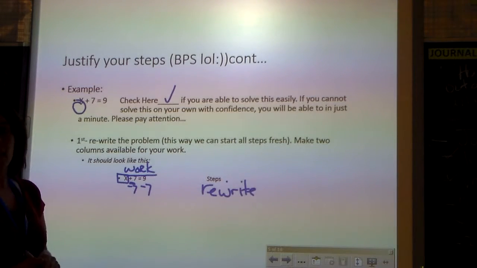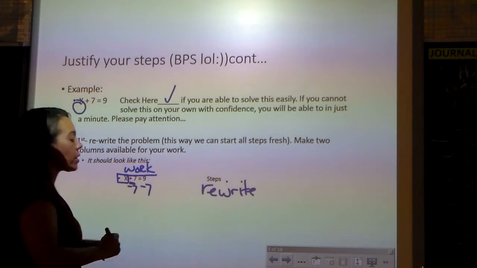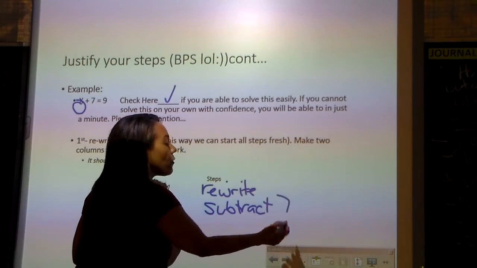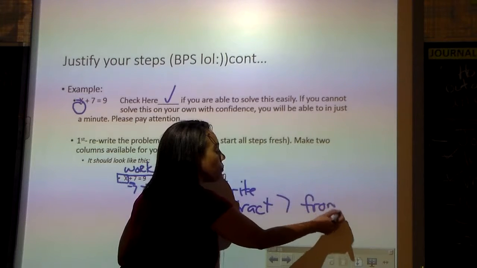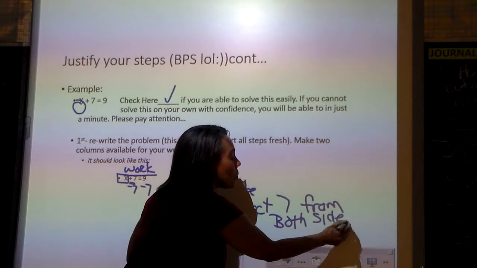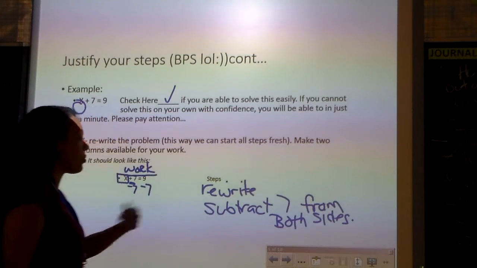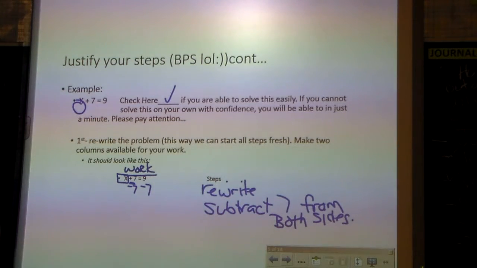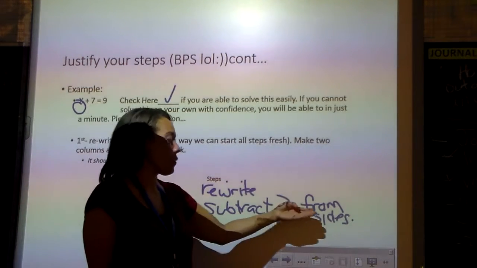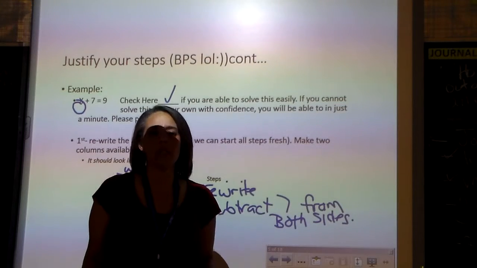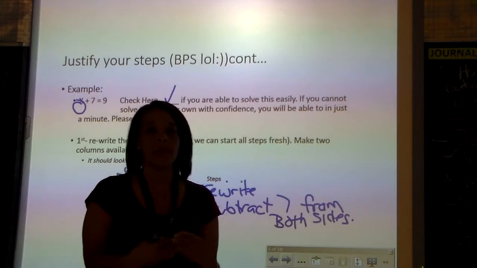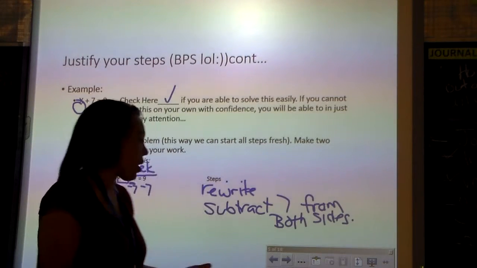What did I do in this step? I said, well, I subtracted 7 from both sides. That is a very simple way to explain or justify the step of what's going on. And it's okay with me sometimes if you just put subtract 7 from both sides. But I want to do something called attend to precision. It means I want to make sure you know the proper vocabulary and ways to state the math.